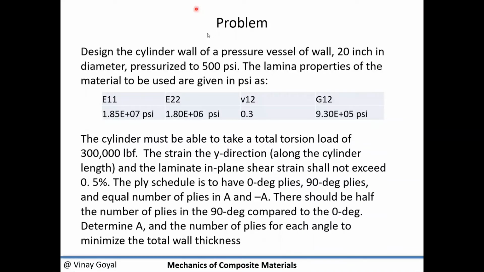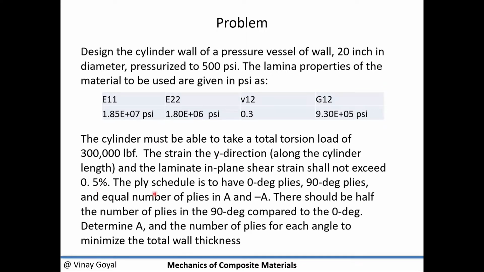In this problem that you're going to be solving is a design of a cylinder wall. The design of the cylinder wall is a pressure vessel of a wall that's 20 inches in diameter, pressurized to 500 psi. The laminar properties are given here, and the cylinder must also take a torsional load of 300,000 pounds. The strain in the y direction is limited, along with a shear strain, to 0.5%.